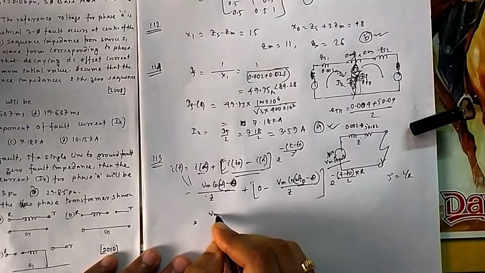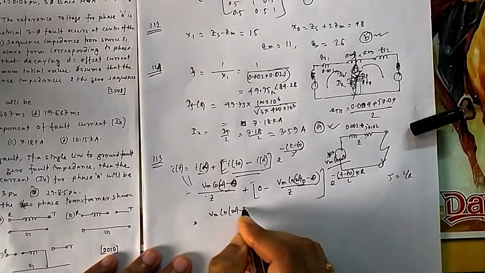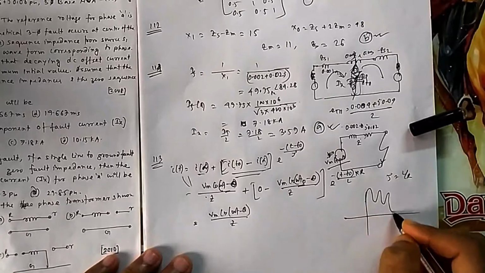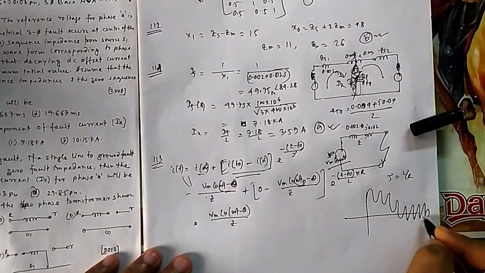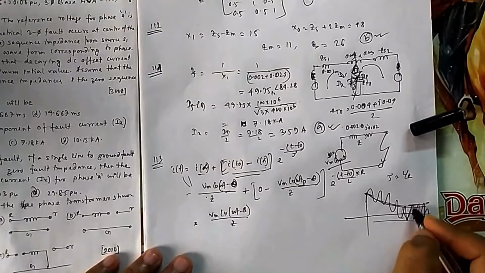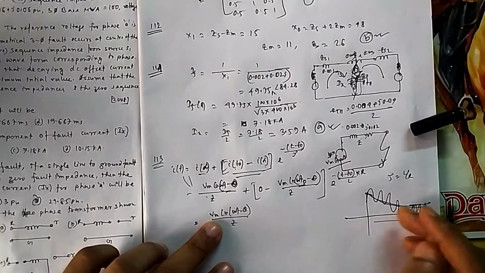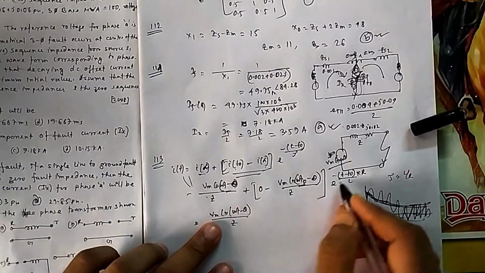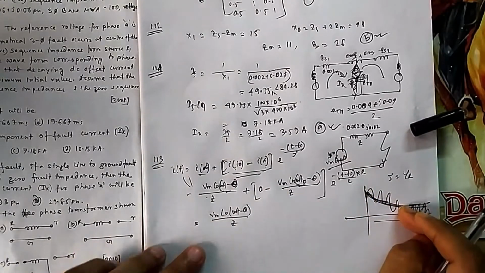So it will be Vm cos(omega t minus theta). This is the AC part. Actually, what does your fault current look like? Your fault current looks something like this. Initially there is a DC part which is decaying, and then finally it comes to that AC value. So this is the final value, and the initial value is this plus this, and this is decaying because it is e to the power minus, and it is coming down.